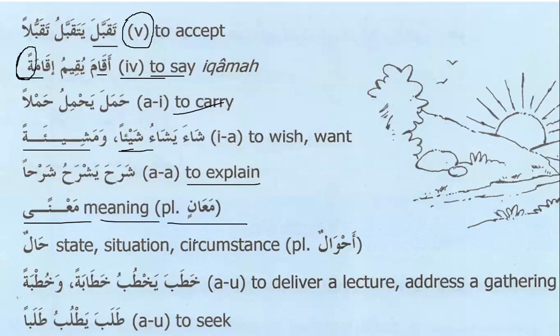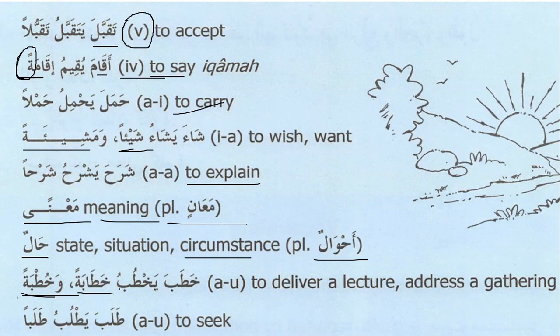Then we have something that we discussed today, halun, and the plural is ahwalun. State, situation, or circumstance. Halun, ahwalun. Then we have khataba, yakhtubu, khatabatan, wa khutbatan. Khutbatul jum'ah, right? Khutbatul jum'ah, or khutbatul eid. So that is where we get this word from. Khataba yakhtubu, fahuwa khatibun wa khatibun.